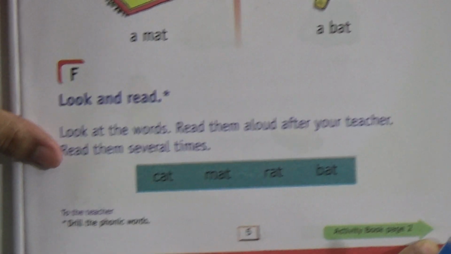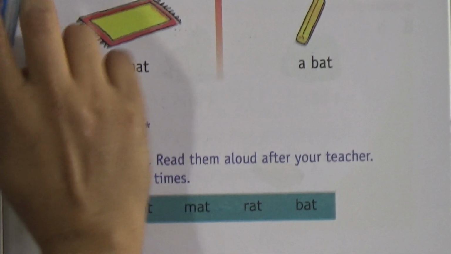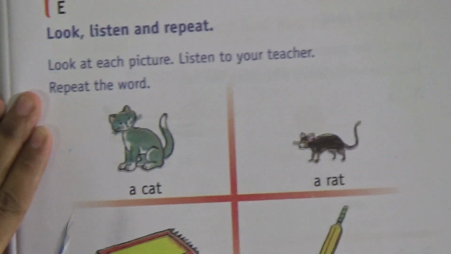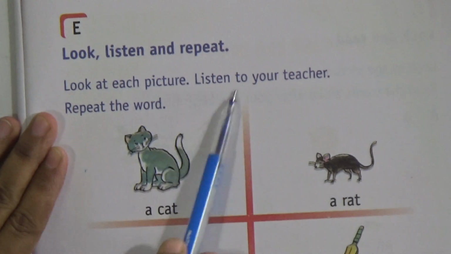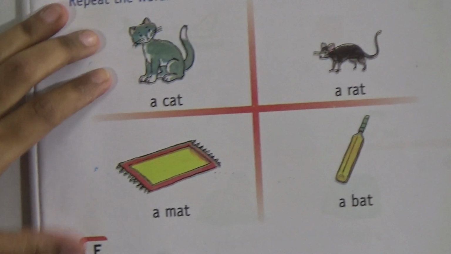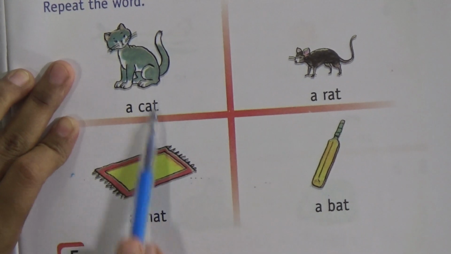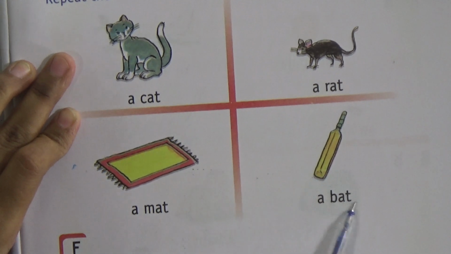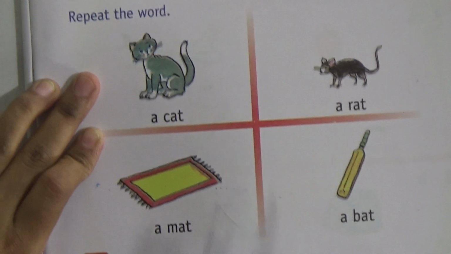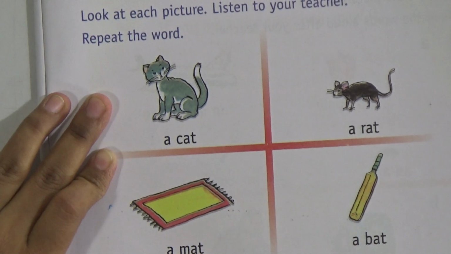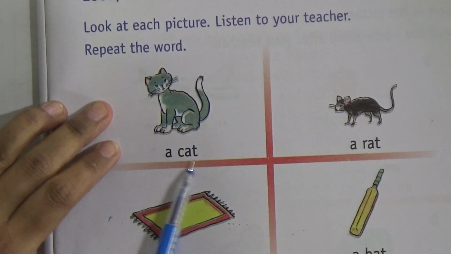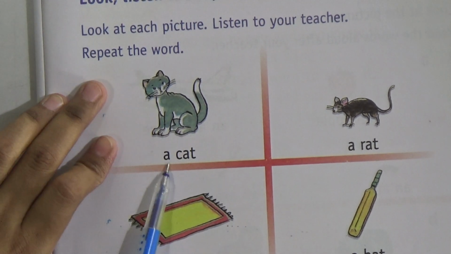This is page number 5. Just look here: look, listen and repeat. Look at each picture, listen to your teacher, repeat the word. Just look, there are 4 pictures here, and under each picture the names are mentioned here, so we have to learn it.